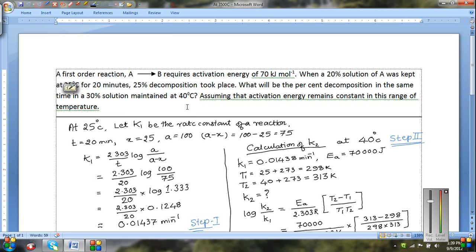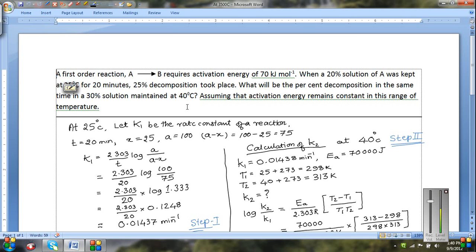Now here we have a first order reaction of the type A to B, and the energy of activation is 70 kilojoule per mole. You know that the energy of activation for a given reaction remains constant, and for a first order reaction, the time required for a definite fraction of a reaction to be completed is not depending on the initial concentration. That you have to remember. And as the temperature changes, we know that the rate of a chemical reaction also changes, and the rate constant of the reaction also changes with temperature.